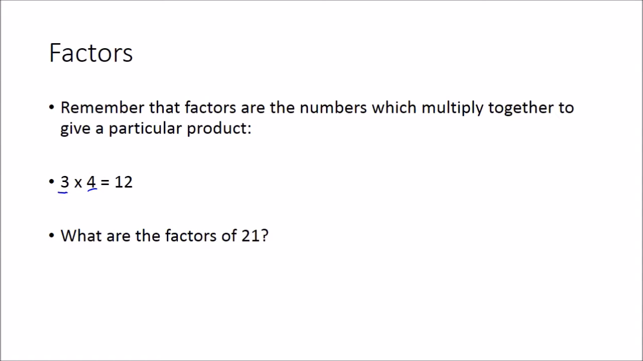Now what we've got to remember is that there are often lots of different factors of a number. So if we think about 21, what are the factors of 21? Well, you can have 1 times 21, and the other one you can have is 3 times 7 in this case.